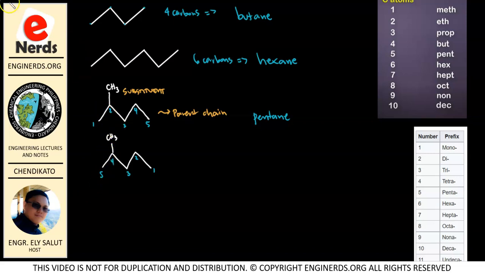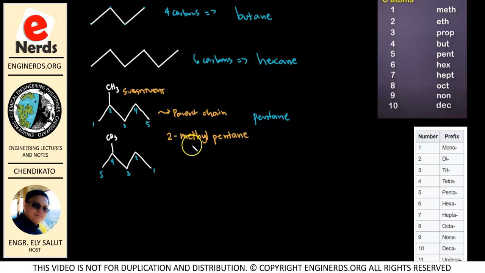Okay? So, let me write this down. For example, for this first example in which we read from left to right. If we are going to name this, first we need to locate kung nasa nakalagay itong ating methyl. Okay? It is located on the second carbon. So, we will be writing here 2-methyl. And then our parent chain, which is pentane.